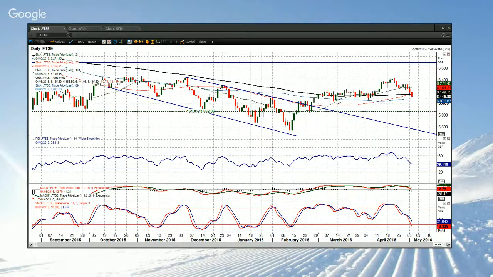So 6036 looks to be your support. If you lose that, then I think you're in a large amount of trouble to the downside, possibly on FTSE. That would certainly reopen that 5845 low from early March, and possibly even further worse. So it doesn't look all that great.